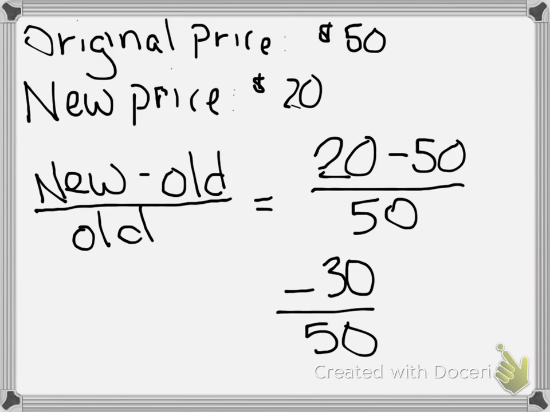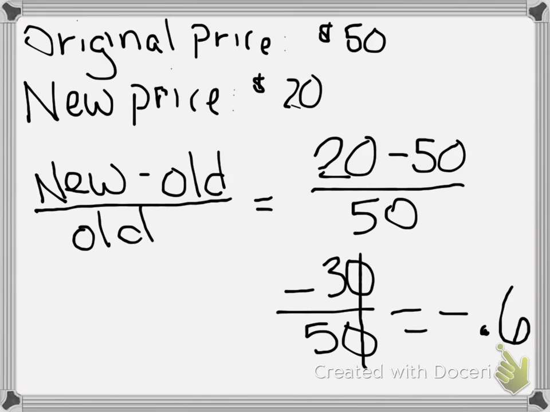Now I know you guys will all be mad at me for doing this, but you can't stop me because you're not here. So I am going to simplify by dividing the top and bottom by 10. And now I have negative 3/5. If you type that in your calculator and convert that into a decimal, you'll have negative 0.6.